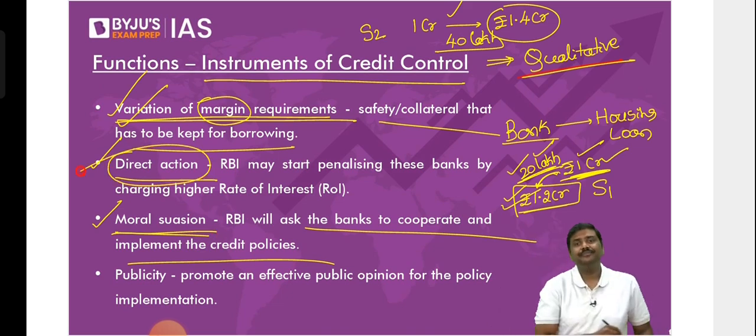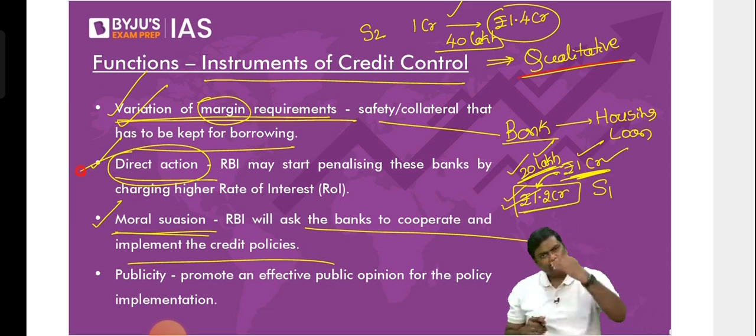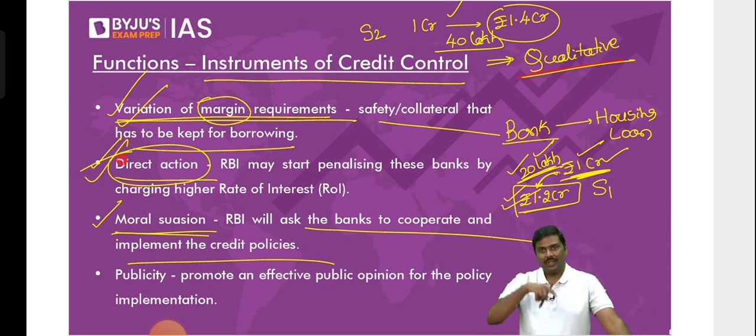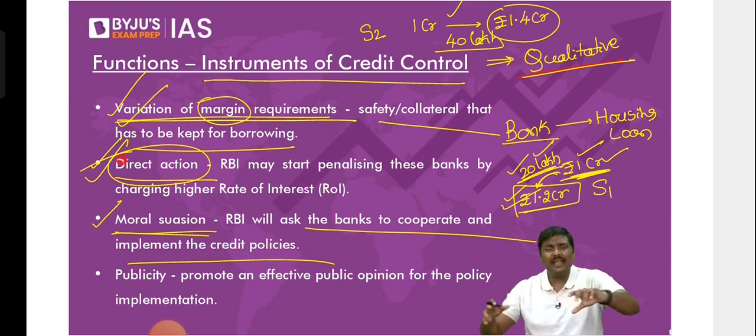Next, direct action. Now imagine you're the RBI. You have already warned me. I'm not following guidelines. You have sent a notice to me. I'm still not following. What is the next option available? What else can you do? Now you will take direct action. If you don't trust me, look at what kind of action RBI has taken regarding many banks in the last one year.